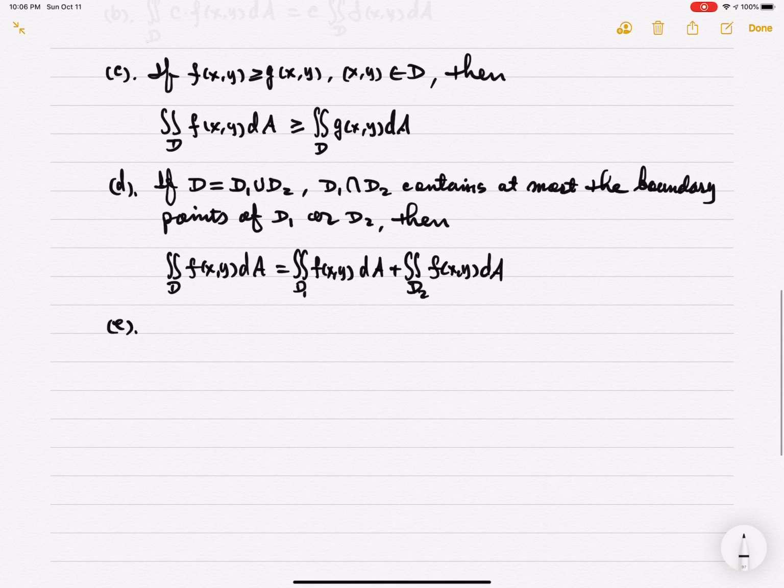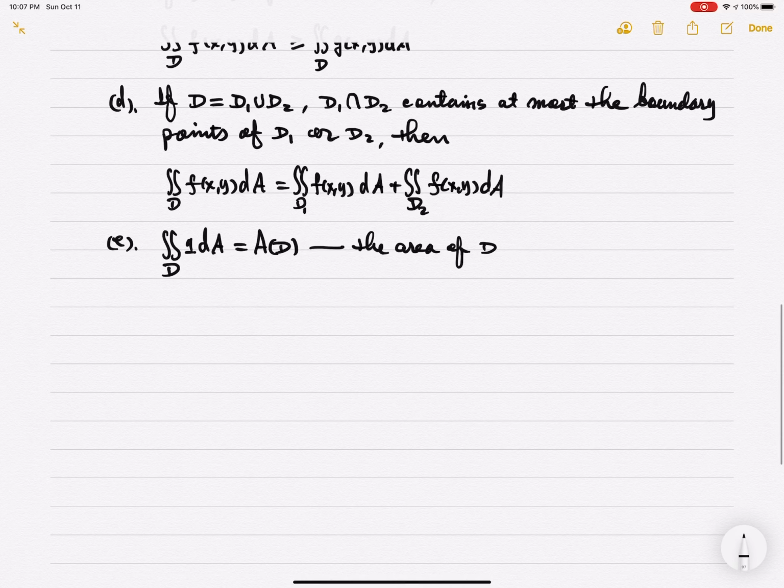Part E, well, this is easy. We say if the integrand is 1, then this is just equal to A(D), the area of D. Well, remember the geometric interpretation of a double integral is the volume under the surface z equals f(x,y) above D. Now you see, if the surface is a horizontal plane with z equal to the constant 1, and the height is 1, then the volume is just equal to the base area, just equal to the area of D, right?